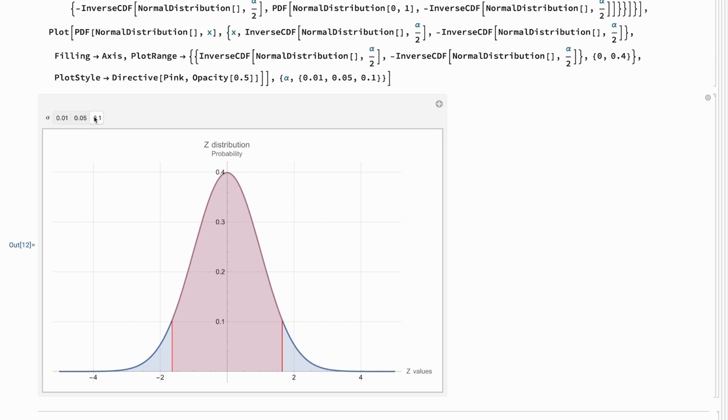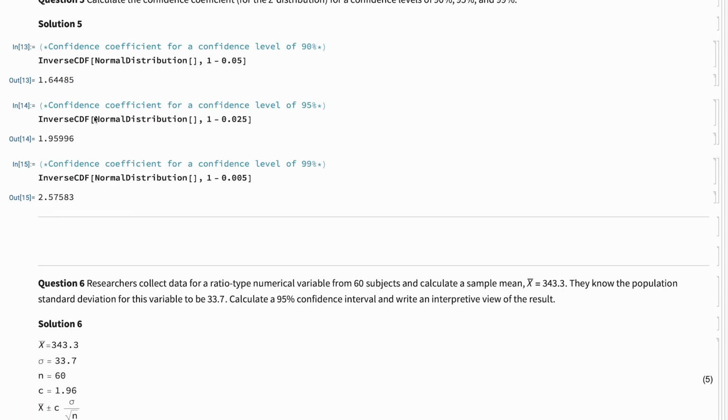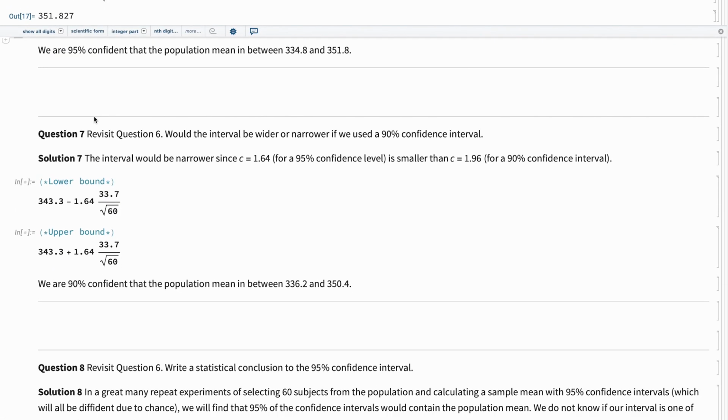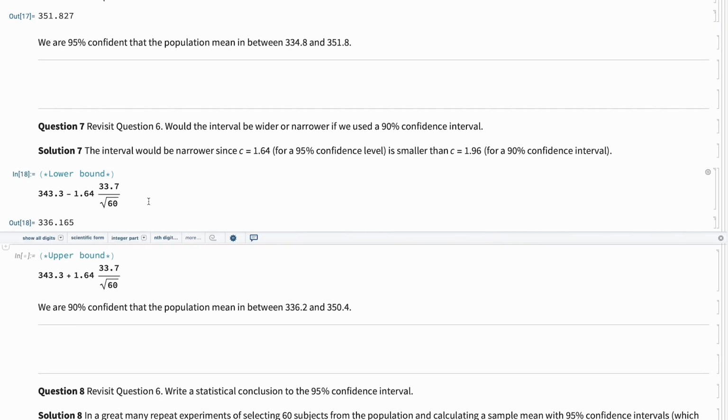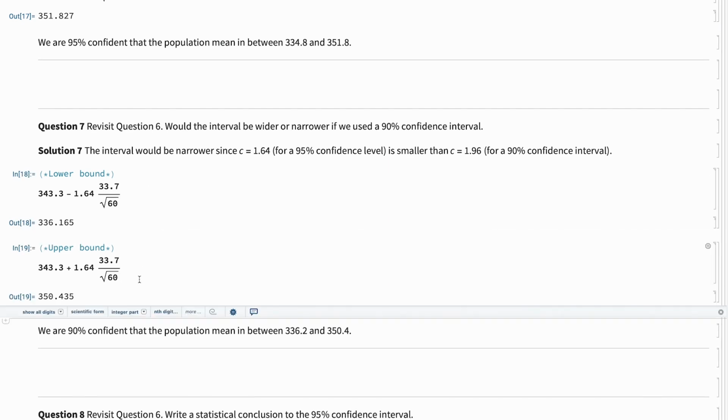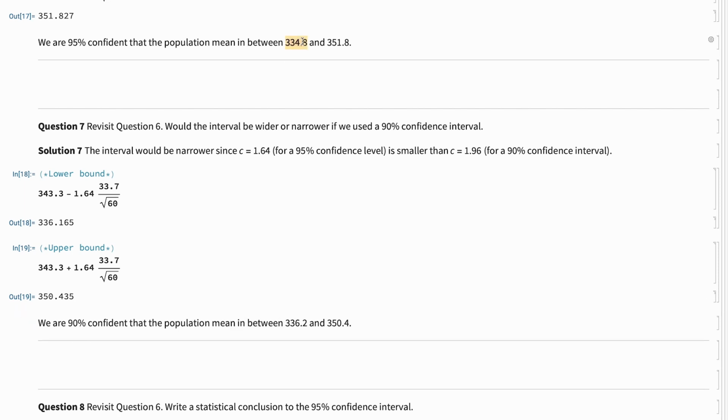My C is smaller, and I'm taking C times the standard error. And if C is smaller, of course, I'm going to subtract and add a smaller value to X bar. And in fact, if we do that, which I've done for you here, let's do those two quickly. Get those two calculations. Remember, you can use the spreadsheet. Now I get 336 to 350. It's now between 336.2 and 350.4, and before it was between 334.8 and 351.8. It is now narrower because my confidence is now 90%.